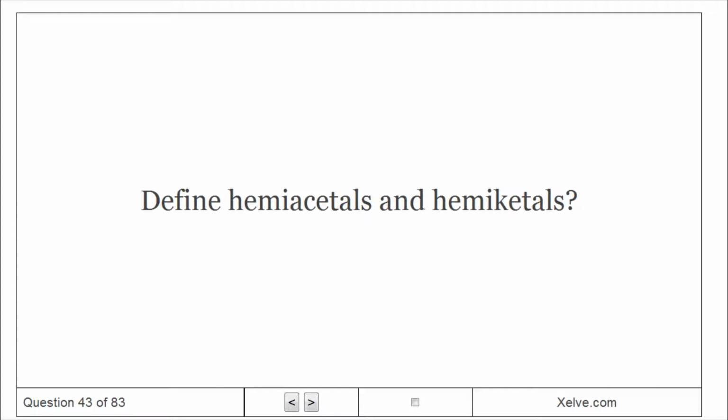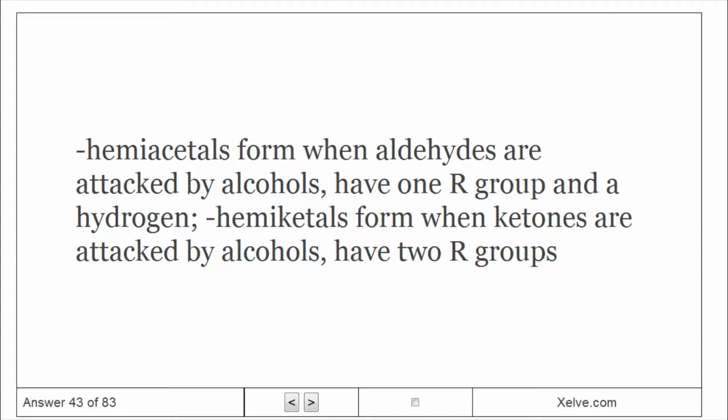Define hemiacetals and hemiketals. Hemiacetals form when aldehydes are attacked by alcohols, and have one R group and a hydrogen. Hemiketals form when ketones are attacked by alcohols, and have two R groups.